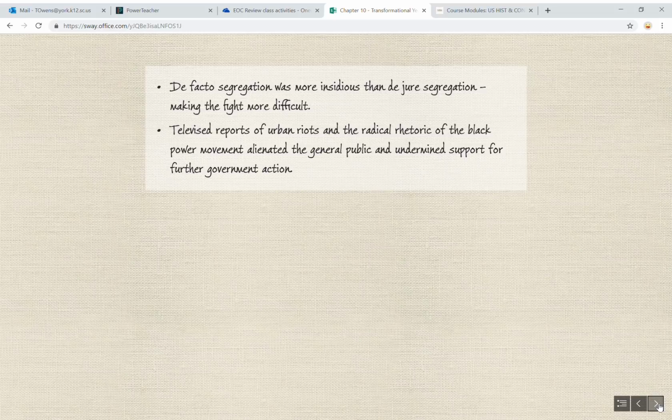But like I said earlier, talking about the difference between de facto segregation and de jure segregation, de facto segregation is more insidious. It's harder to get rid of. It's just the way things are. There's no law, and the Supreme Court can't get rid of de facto segregation. The Supreme Court can say that segregation in the South by law is unconstitutional, but it can't change the attitudes in the North. And when you see these televised urban riots, and you hear that radical rhetoric of the Black Power movement, the general public is not going to like it. The American public many times will take the side of, let's just call it, the underdog.